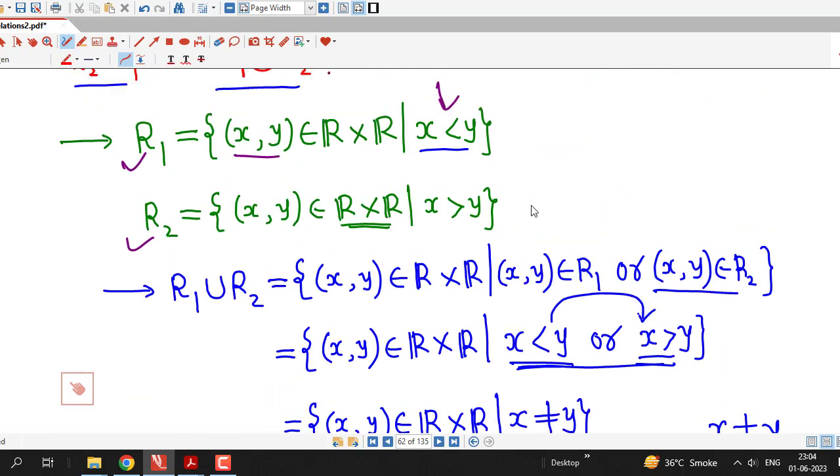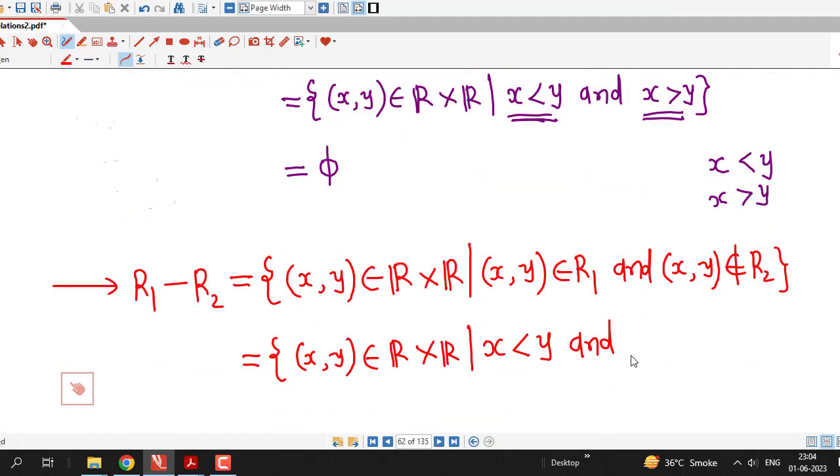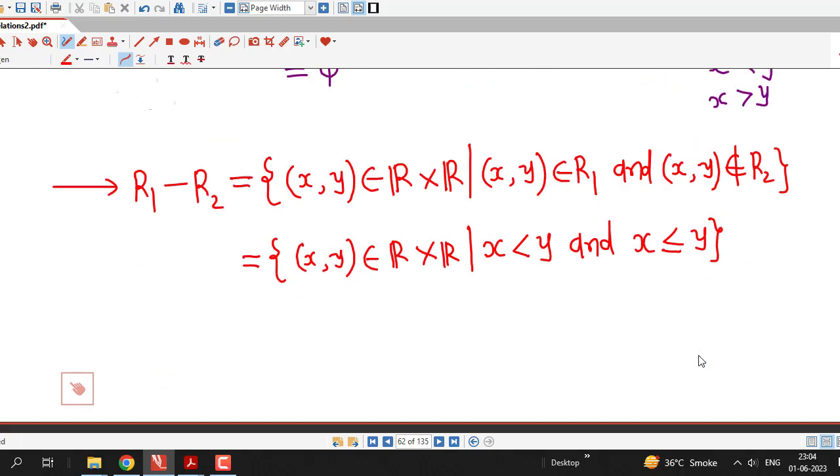xy is in R2 if x is greater than y. If this condition is satisfied, xy is in R2. So if xy is not in R2, then this condition is not satisfied, that is, either x is less than y or equal to y. So here we write that x is less than or equal to y. xy belongs to R2 if x is greater than y, but xy is not in R2, therefore either x is equal to y or x is less than y.